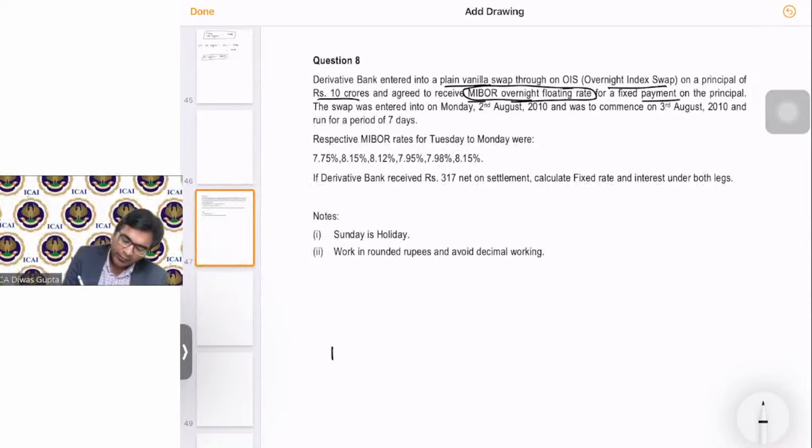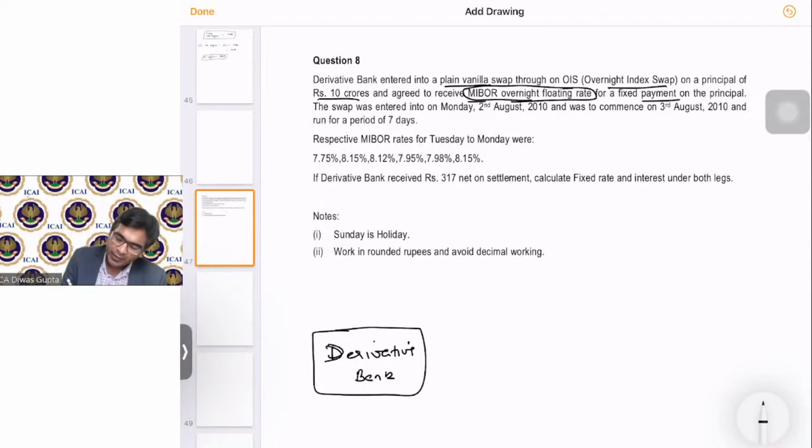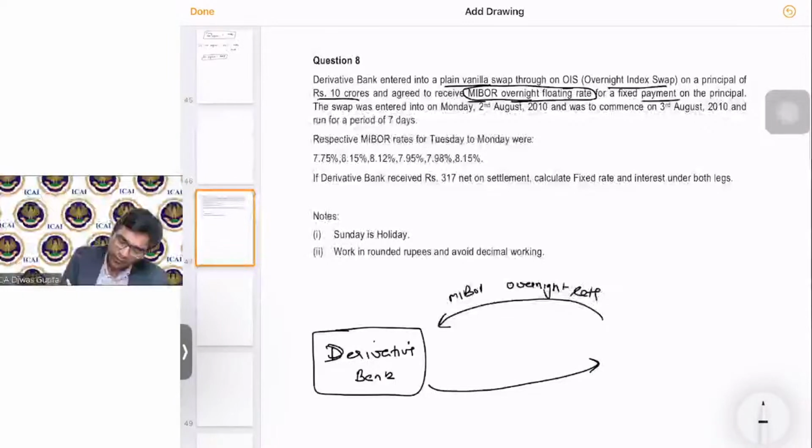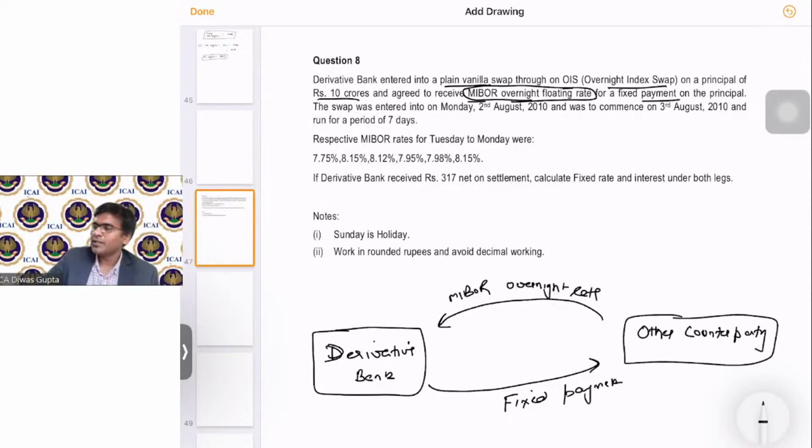Now, what is this derivative bank doing? This derivative bank is receiving the MIBOR overnight rate, and it is paying a fixed payment to the other party, the counterparty. Okay, I hope this is clear.